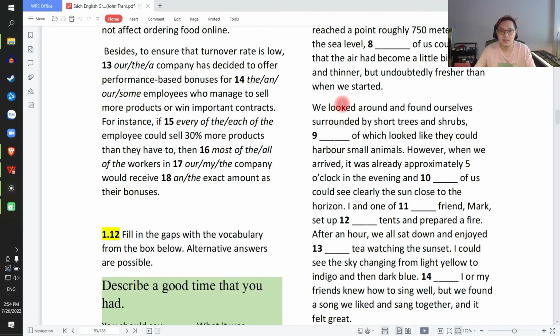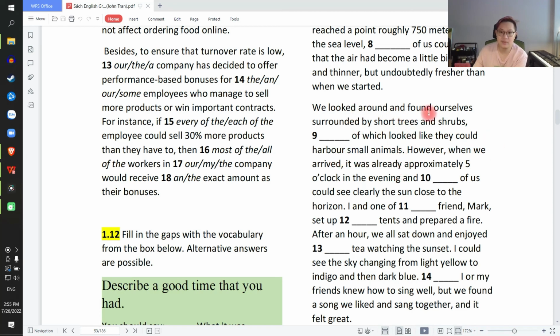Okay, we looked around and found ourselves surrounded by short trees and shrubs, some of which looked like they could harbor small animals. We use "some of which" to refer back to what was mentioned before, the short trees and shrubs.